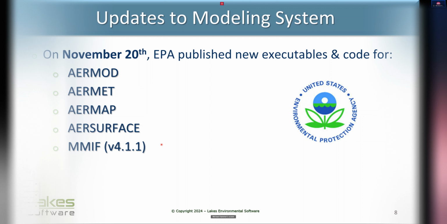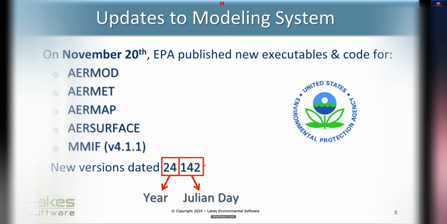Each of these updates was affixed with a new version number dated 24142, although you can see here MIF has its own versioning system, so MIF was updated to version 4.1.1. These other applications, though, are now all listed as versions 24142, and if you're not familiar with that versioning system, it is a 5-digit number representing the 2-digit year and the 3-digit Julian day when the model code was locked into place.